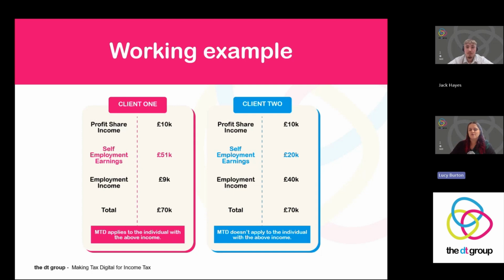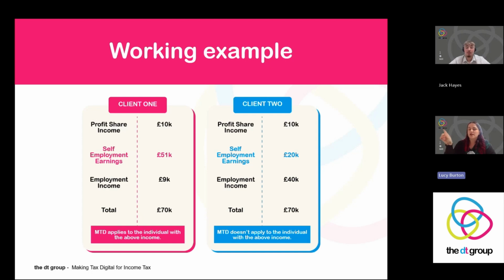I've had profit share of 10,000. I've also had self-employment income of 51,000. And my employment income is 9,000. So my total is 70,000. Does Making Tax Digital apply to me? Well, it does. And that is because your self-employed income element is over 50,000.